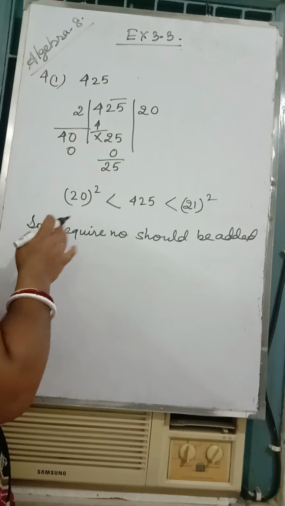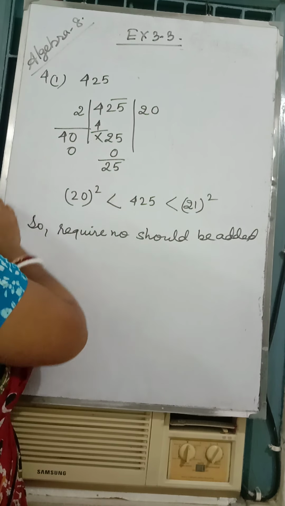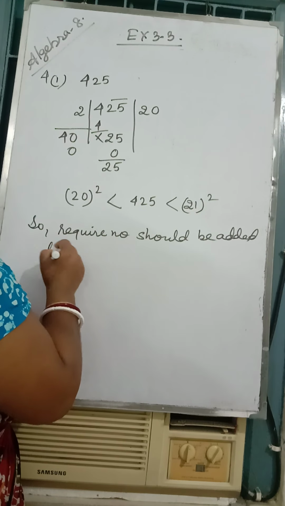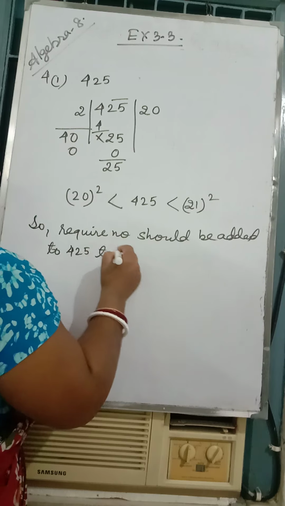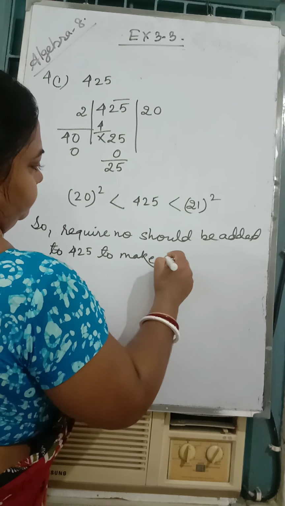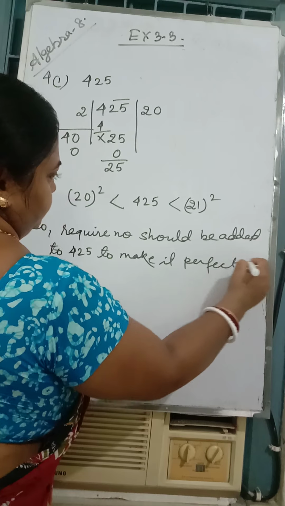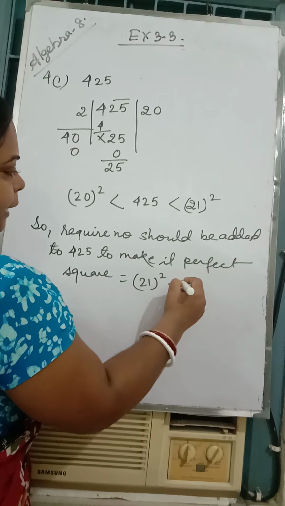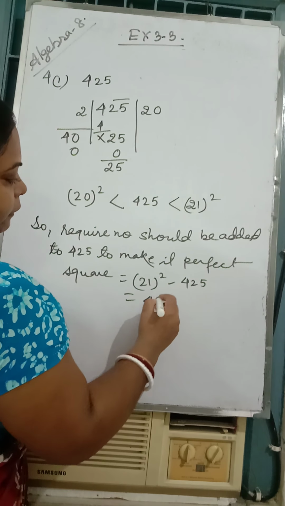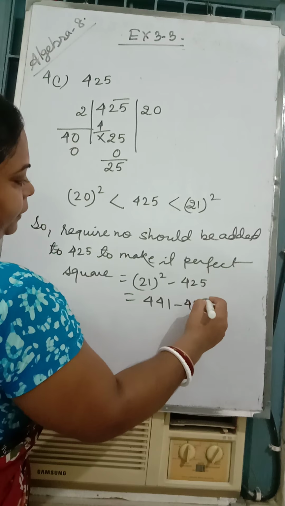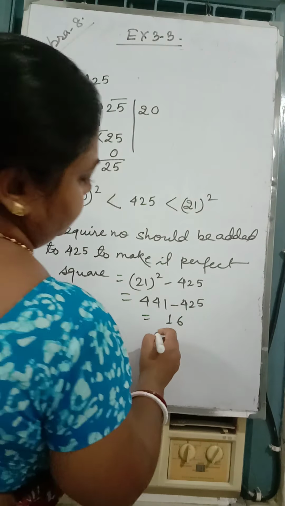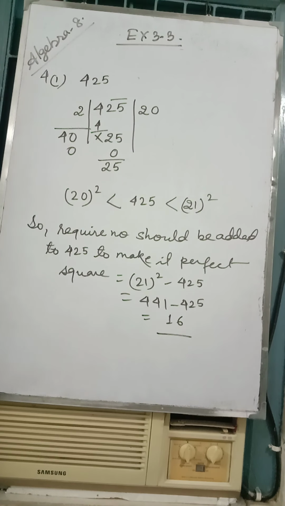No, I cannot remove 25. In question number 3, we were removing, so we were going to the previous square. Now here I have to go to the next square. So the required number that should be added to 425 to make it a perfect square is equal to 21's square minus 425. 21's square we know is 441, minus 425. So what do we need to add? We need to add 16. So the required number to be added to 425 to make it a perfect square is 16.